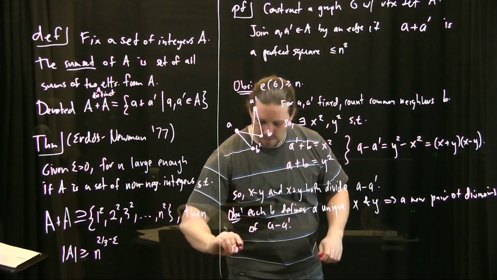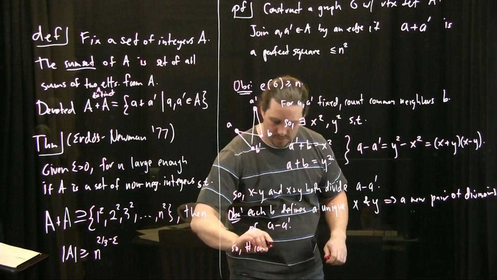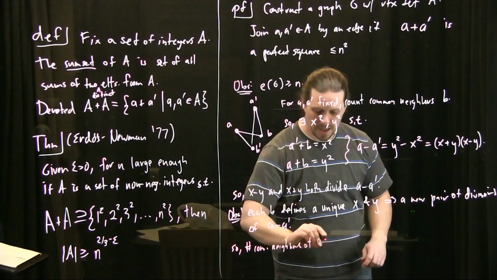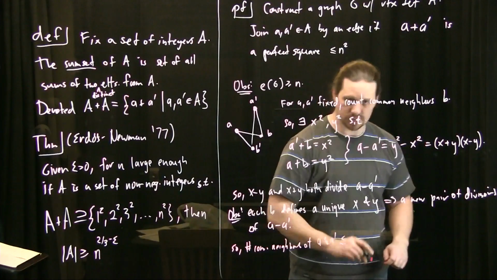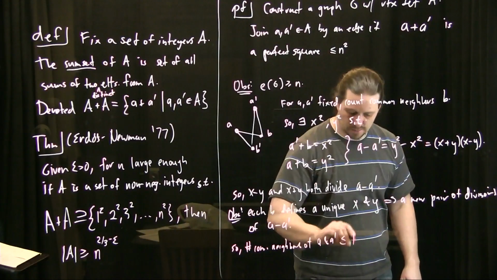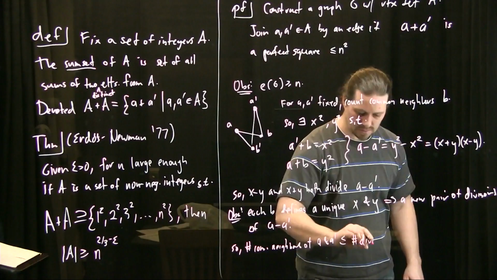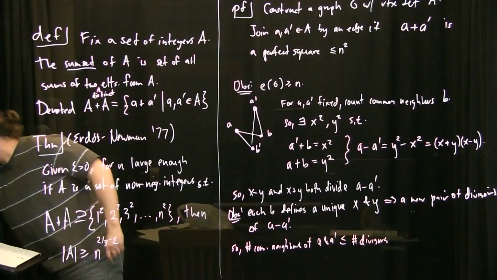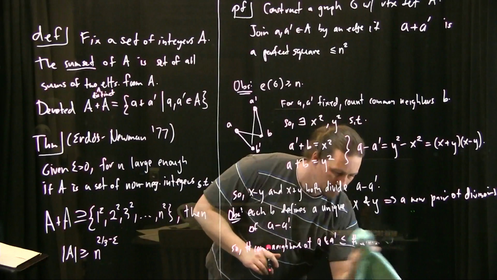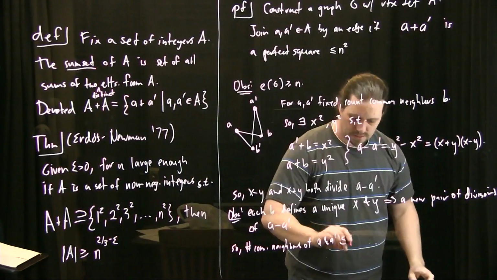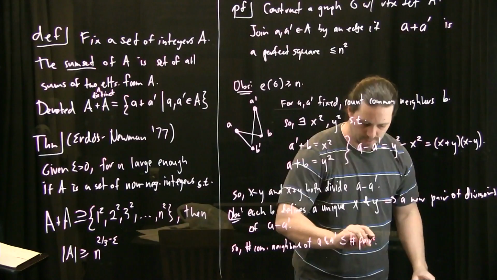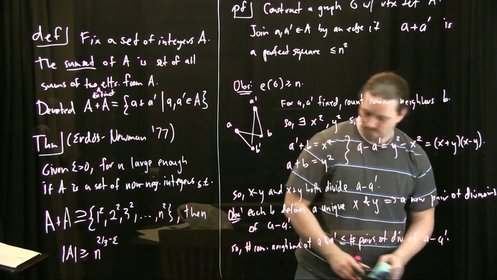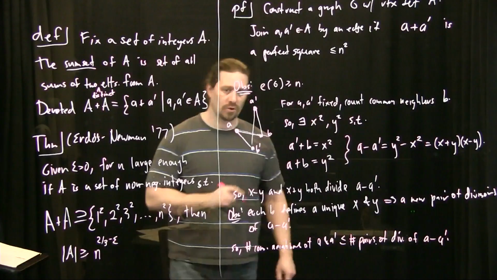Okay, so the number of common neighbors of a and a prime is less than or equal to, potentially much less, but less than or equal to, the number of divisors, not just the number of divisors, the number of pairs of divisors, right? Which is definitely a bigger quantity. So the number of pairs of divisors of a minus a prime. Okay, so I want to predict that. I want to predict the number of pairs of divisors.